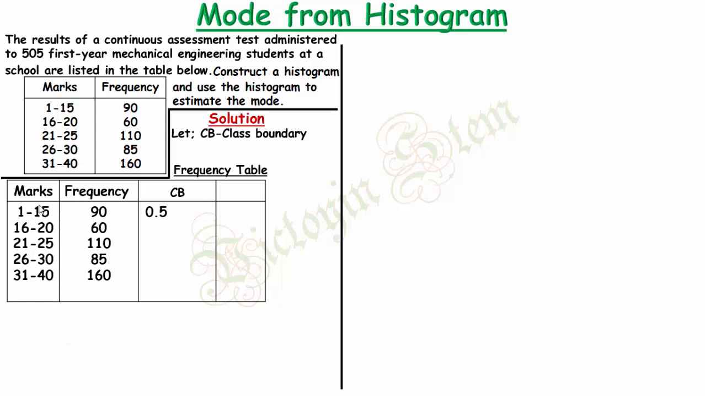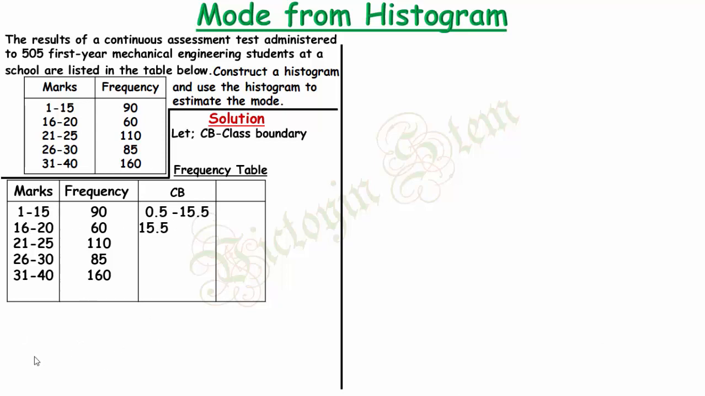To get the other value, I'll find a midpoint between the upper class limit of the first class and the lower class limit of the second class. So I'll work with 15 plus 16 divided by 2. This equals 31 divided by 2, which boils down to 15.5. So I'll write out 15.5 as the upper class boundary of the first class and the lower class boundary of the second class. Of course, I got these two values from the midpoint of 15 and 16.